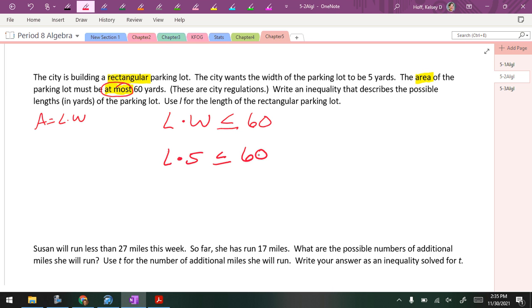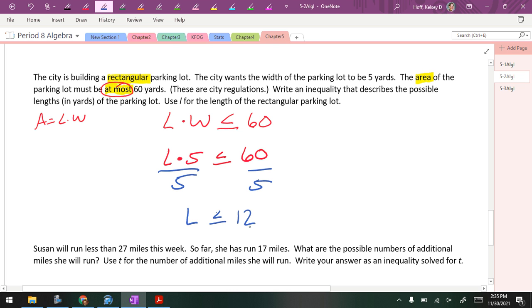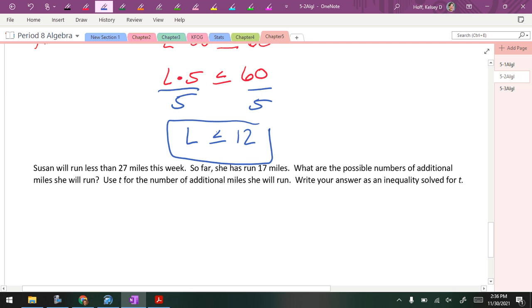Now what should I do? Solve. Divide by 5 on both sides. L is less than, ooh, should I flip that? No. Okay, L is less than or equal to 12. The length of the rectangle has to be less than or equal to 12, or at most, right? Technically, you could use that word at most again. Good. This is what you would type into the computer.